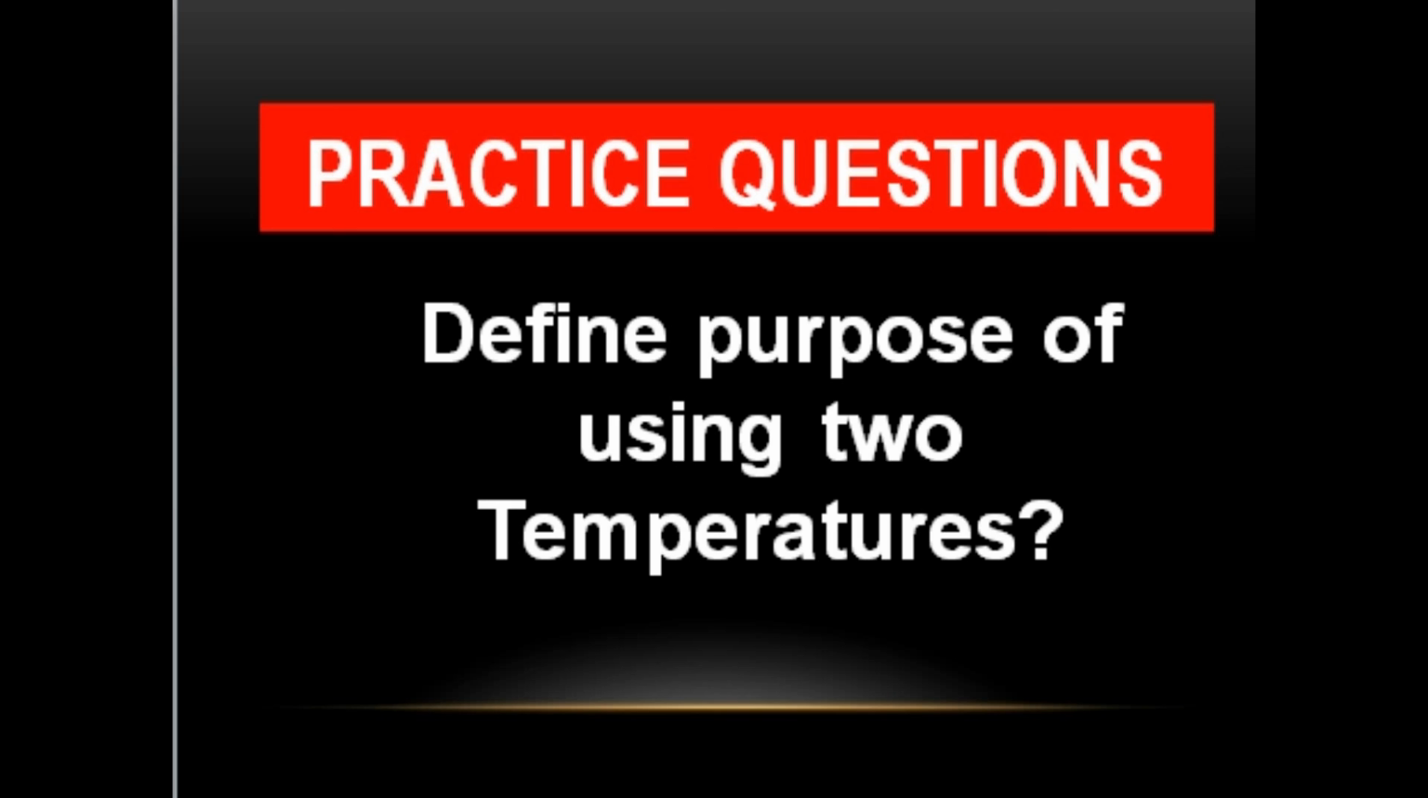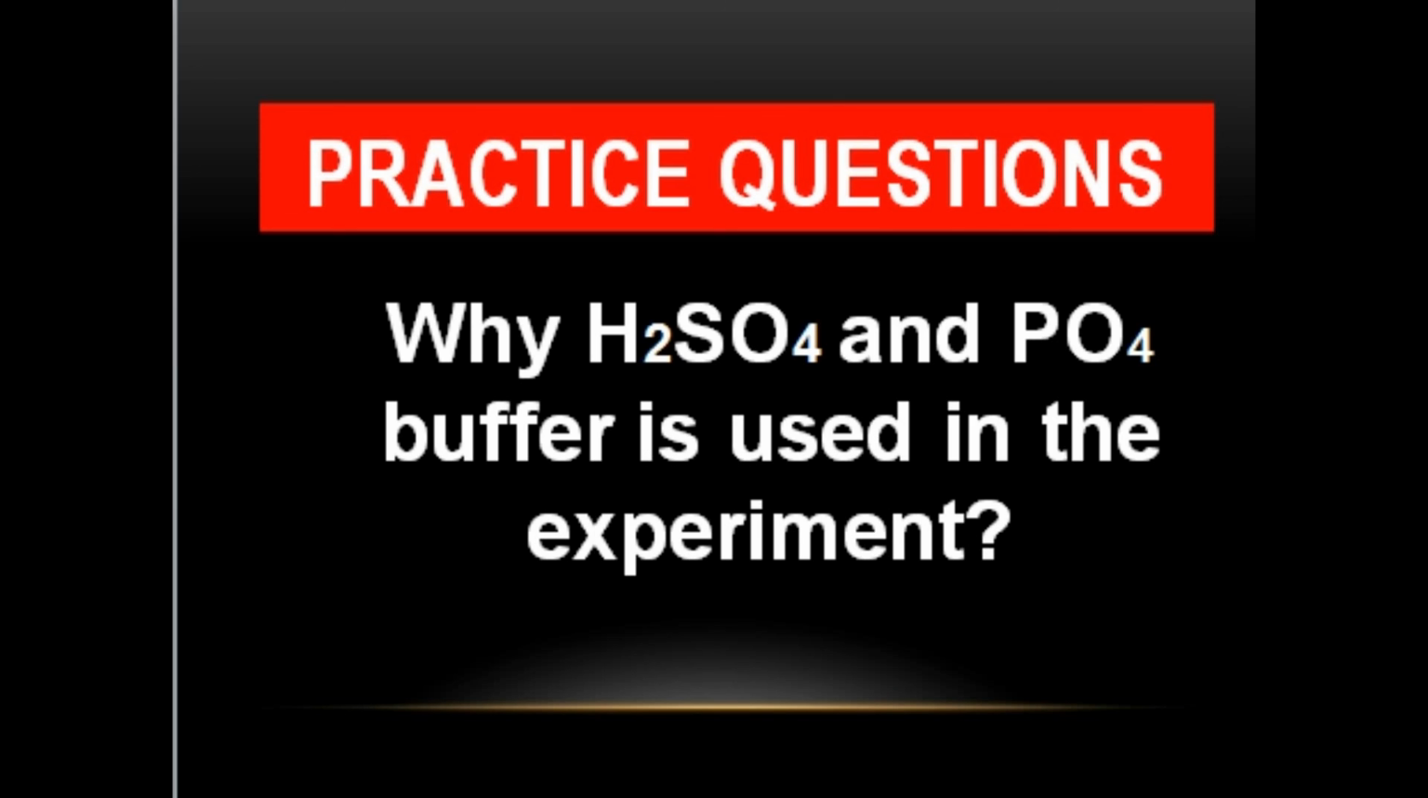Next question is why sulfuric acid and phosphate buffer are used in this experiment. Sulfuric acid is used in the procedure to provide an acidic medium and to stop the functioning of the enzyme by changing the pH of the medium. Phosphate buffer is used to produce physiological pH, the optimum pH, which is around 7, at which the enzyme activity is 100%.